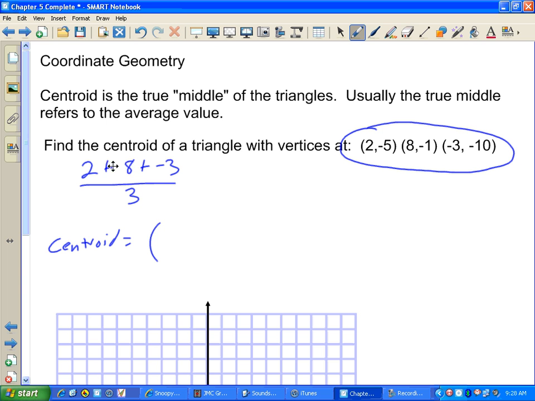So I'd get 2 plus 8, which is 10, minus 3 is 7, divided by 3 is 7/3. Or if you wanted to think of it as 2 and 1/3, you could. And then we do the same for the y's. Negative 5 plus negative 1 plus negative 10 divided by 3. So that's negative 16/3. And to help us graph that, that's actually going to be negative 5 and 1/3.